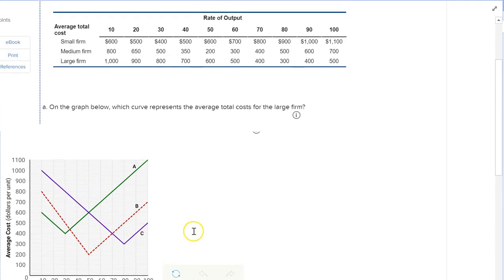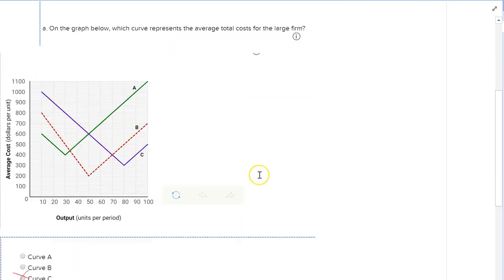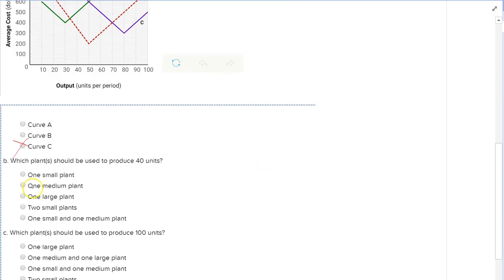So we can come back up here and go to 40 units and see what the costs are, who can produce 40 units the cheapest, and it becomes really easy to say, oh okay, it's the medium firm. They can do it at the lowest cost. Right? So again, super basic here. For C, a little bit more challenging.